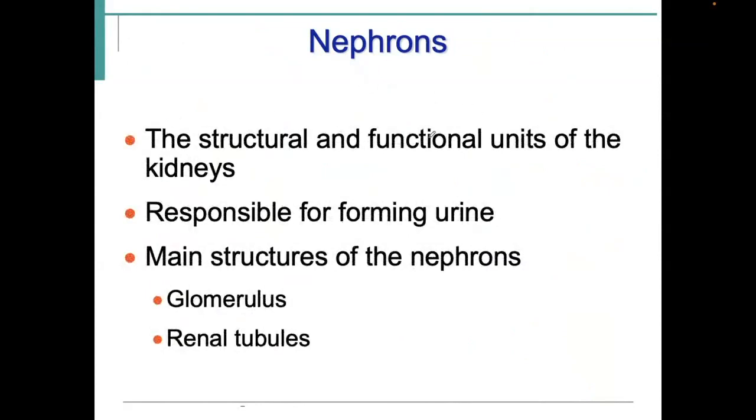Okay, so the structural and functional unit of the kidney is called the nephron, and it's responsible for forming urine. And the main structures are the glomerulus and the renal tubules. The renal tubules being the proximal convoluted tubule, the distal convoluted tubule, and the loop of Henle. Those are the tubules.